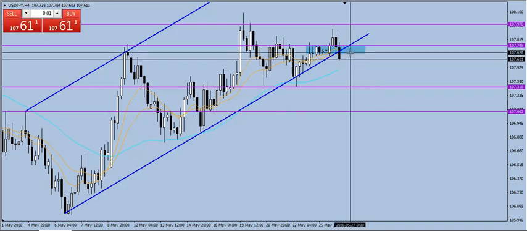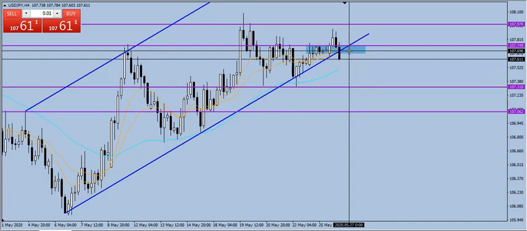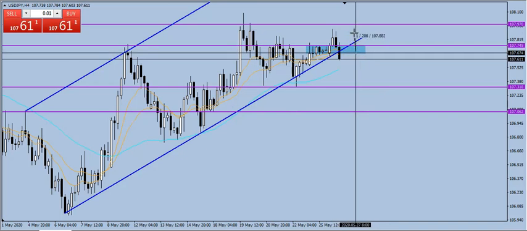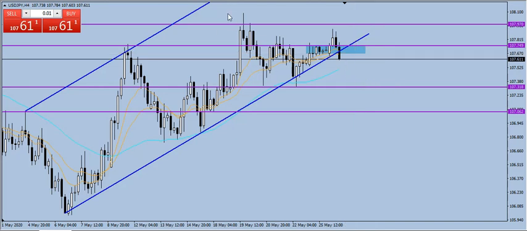Let's say we get a pullback somewhere around here and we are able to get into the trade. Our stop loss is supposed to be above this previous high, so somewhere around here, 30 pips, and this will be the safest place to come out of the trade if you are expecting a short-term trade. So this will be around 30 pips too. So that's what we have for USDJPY right now.